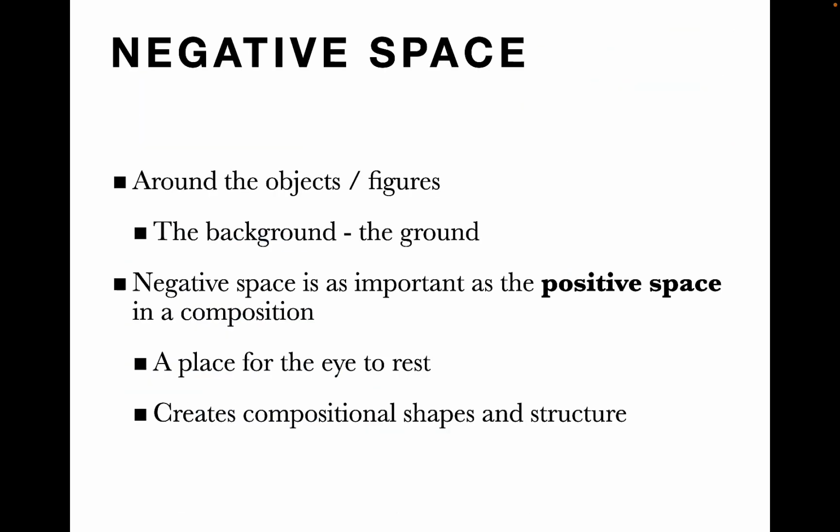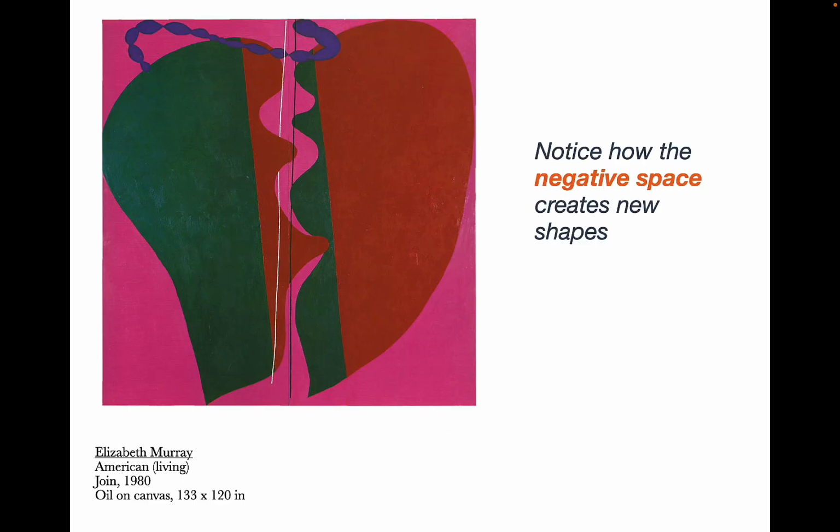Okay, negative space. So the negative space is the space around the objects or figures. You can call it the background or the ground. Negative space is just as important as the positive space. Now, the positive space would be those objects or figures. It's a place for your eye to rest. It also creates its own shapes, its own compositional shapes, and it's part of the compositional structure. So in this project, I don't want you to forget to pay attention to that negative space.